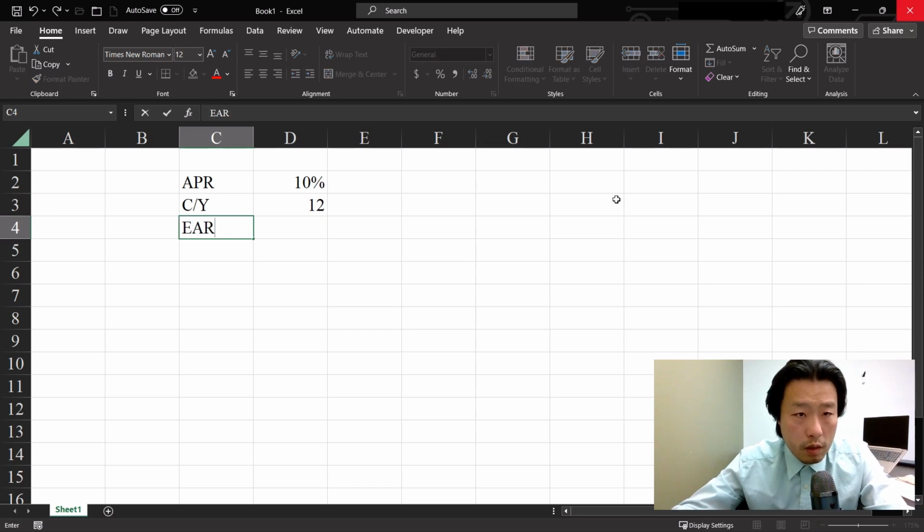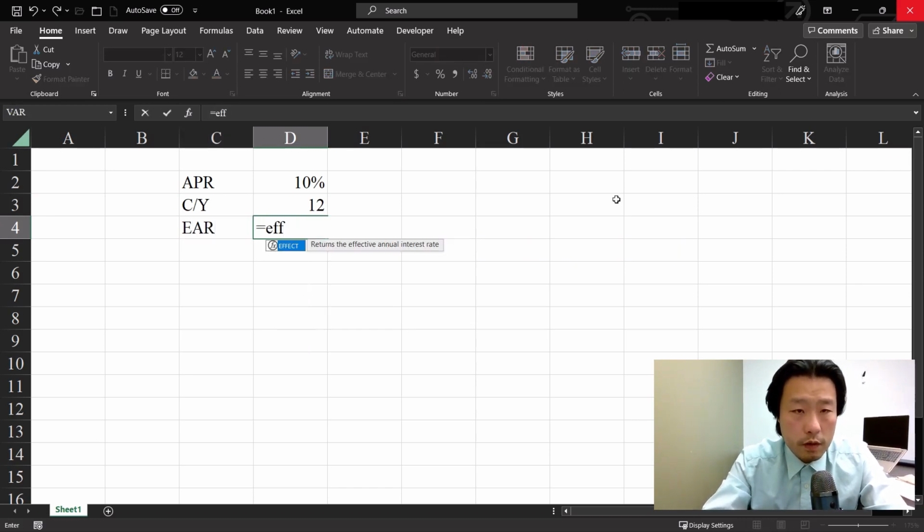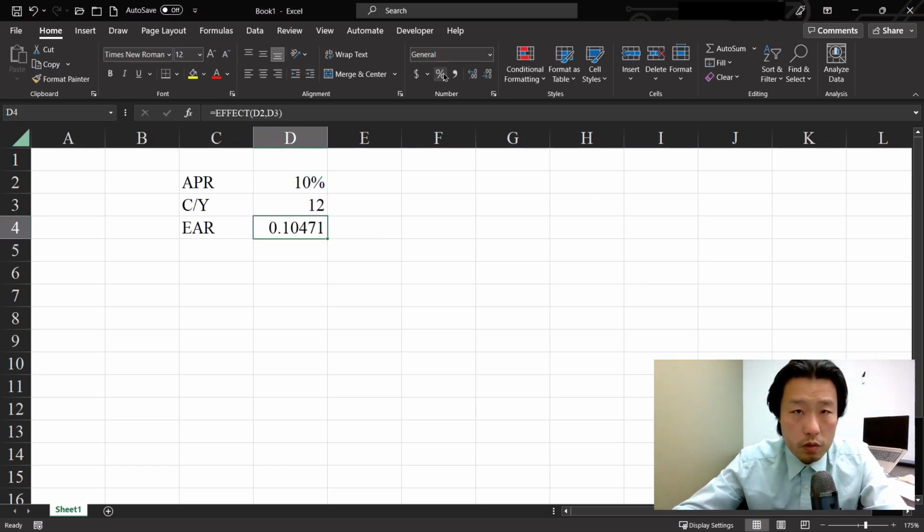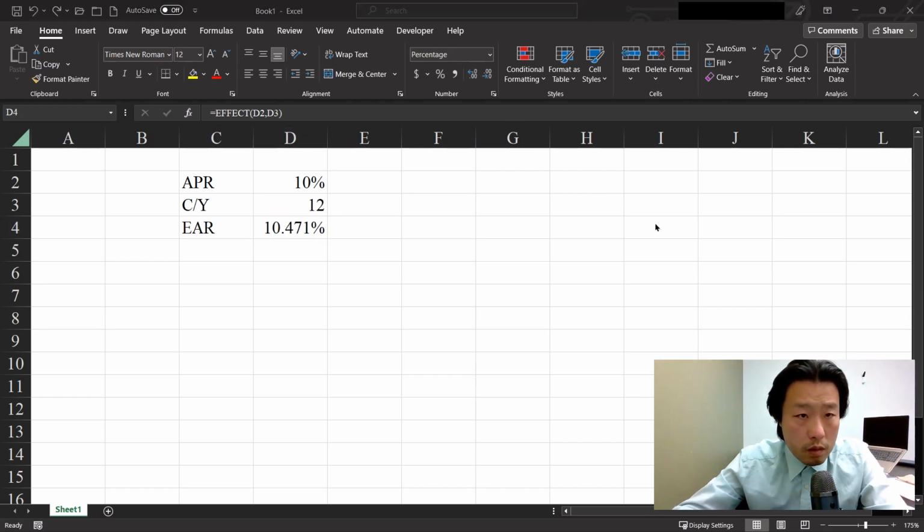If you want to get the EAR, we just need to use the EFFECT function, and the nominal rate would be the 10% that we got earlier, and then the C over Y would be the 12, which is the compounding frequency in a year. Let's change it back into percentage. Notice that the 10% APR compounded 12 times per year is equivalent to the EAR of 10.471%. Notice that the EAR is higher than the APR.